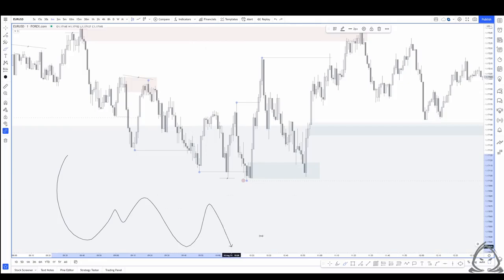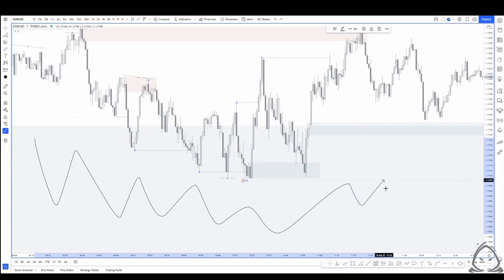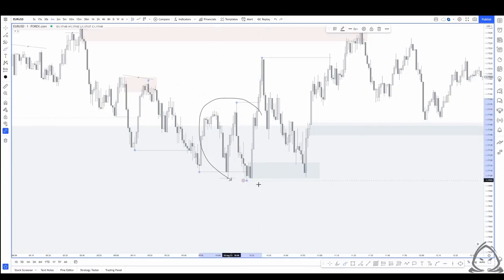Now we've tapped into this higher time frame daily demand zone, and we're starting to see a change of character. What do we see? We see a sweep of liquidity. We see a break of structure, which is also a change of character within this higher time frame point of interest. This is why this ends up being valid.